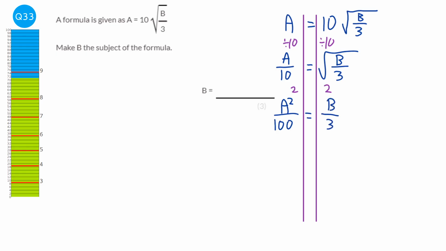And that will equal b over 3. And we want to get rid of this next, so we want to times both sides by 3. To get rid of a divide by 3, we times both sides by 3. Now with a fraction, when you times it by something, you actually just times the numerator, the top, by that. So it's going to be 3a squared over 100 equals b. So b is 3a squared over 100.